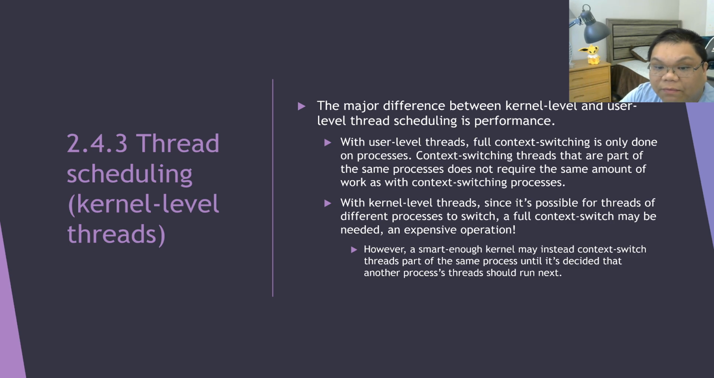which is expensive. What would be smarter is if the kernel knew that the next thread is going to be part of this previous process, it will not do a full context switch. If the kernel knew that the next thread is going to be a thread from the previous process, we do not need a full context switch. If the kernel knew that the next thread is going to be part of a different process, then yeah, it will need the full context switch.